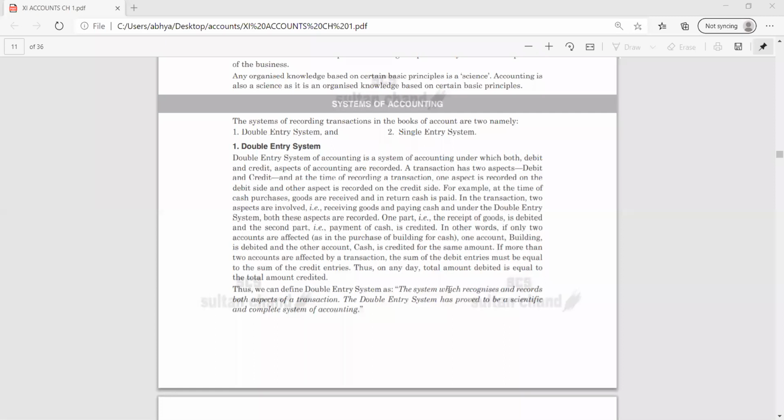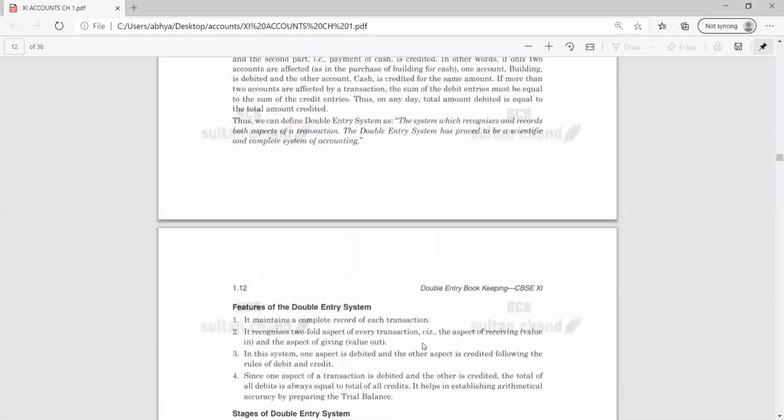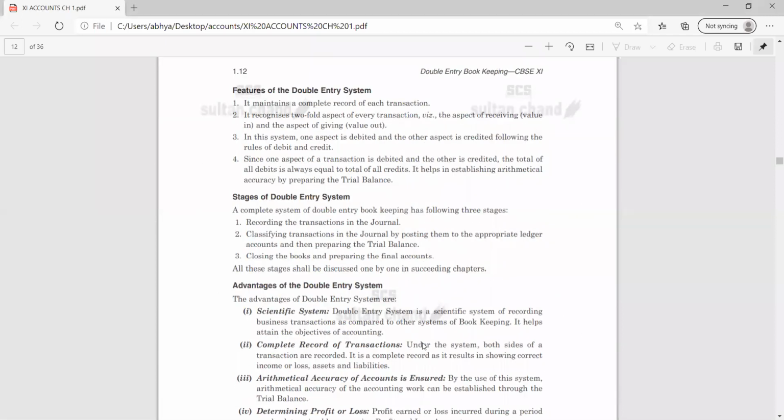Okay. So the next is the features of the double entry system. What are the features? The meaning itself is explaining all the features. Like this system records the complete record of the transaction. It means both the aspects are recorded, so no aspect is ignored. So it records the complete transaction. Second, it recognizes the twofold aspect. It means one aspect is the receiving aspect and one aspect is the giving aspect. Third, in this system, one aspect is debited and the other is credited. One is giving and the other one is receiving.